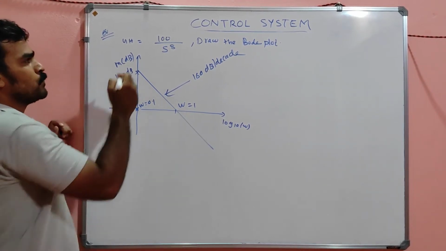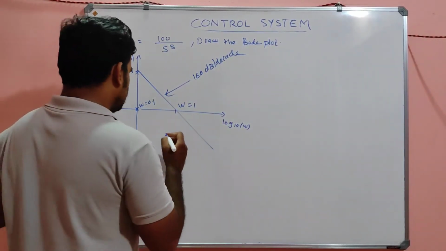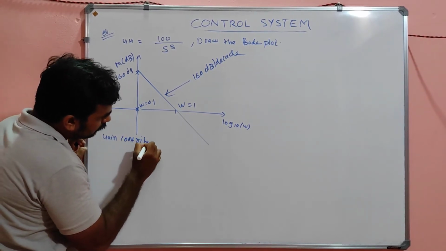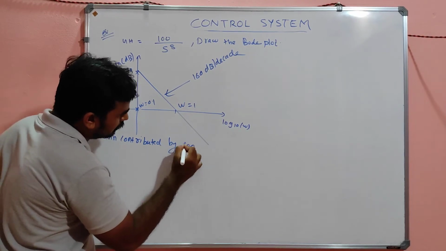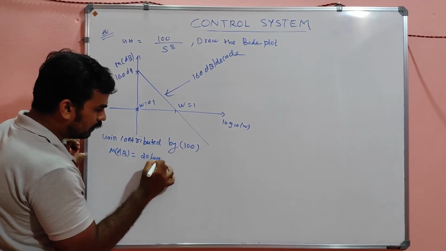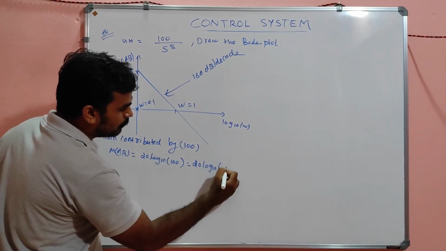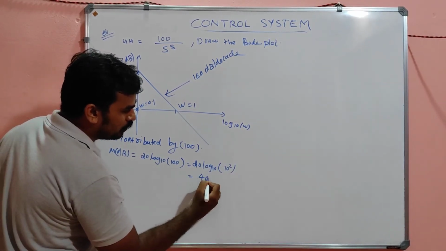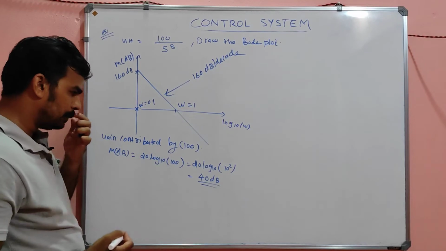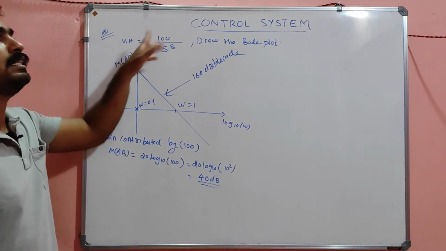That means for 100, my dear, what will be the gain contributed by that 100 constant? See that. The gain contributed by 100 will be equal to what? M in dB is nothing but, my dear, 20 log 10 to the base 100, which is nothing but 20 log 10 to the base 10 square, which is nothing but 40 dB. So 40 dB gain can be added to the initial gain by this 100.